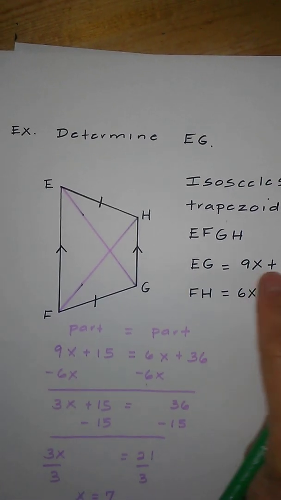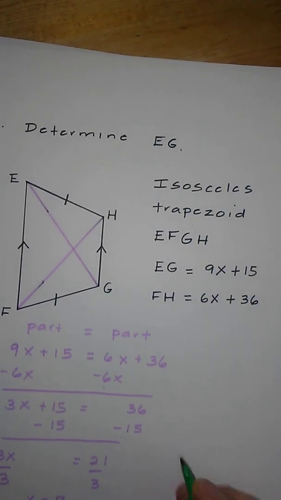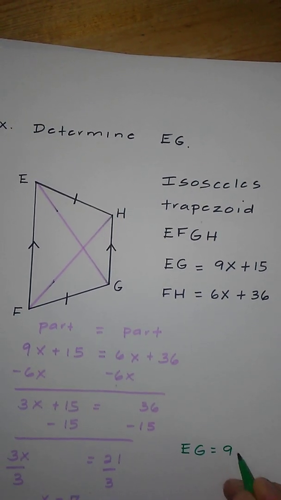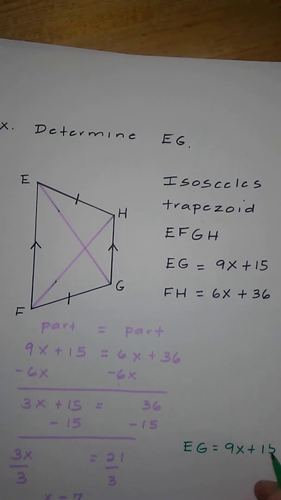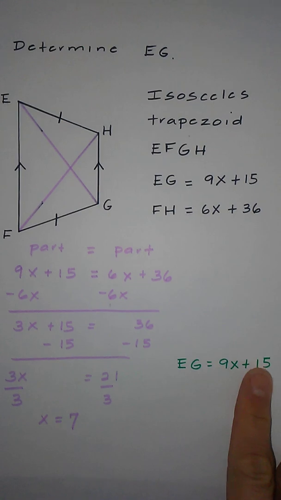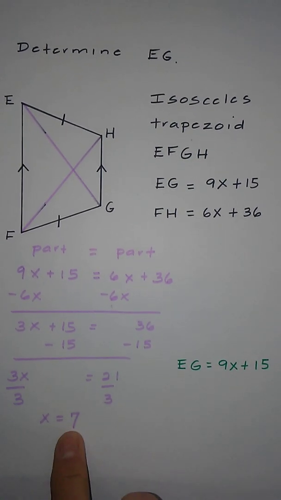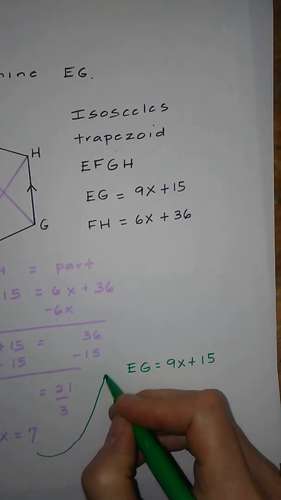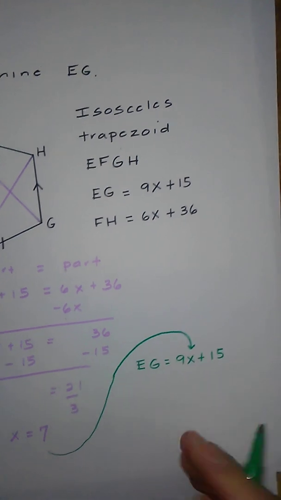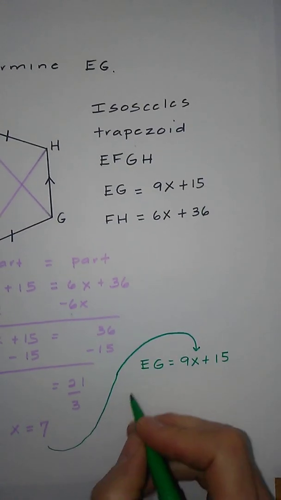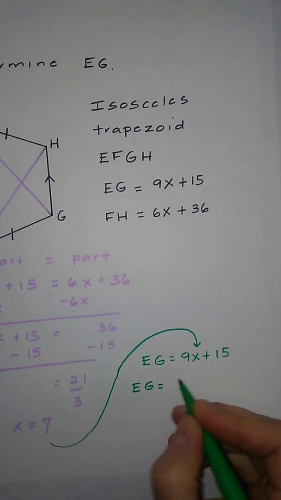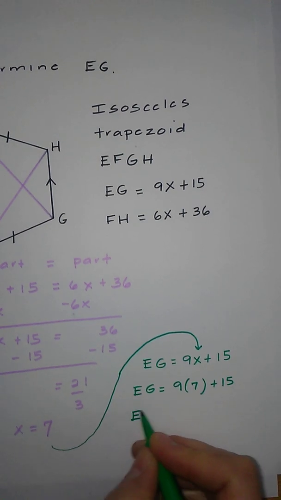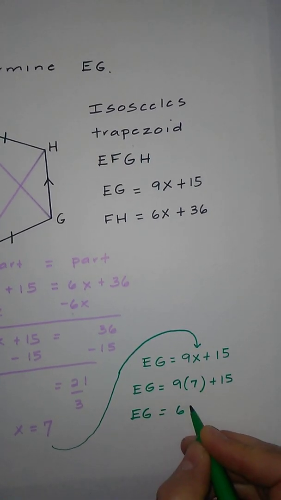So at the top I have EG is 9x plus 15. So I rewrote that down here. The 7 that I just determined is going to be substituted in for x. So to determine EG, I do 9 times 7 plus 15. Please follow your order of operations.